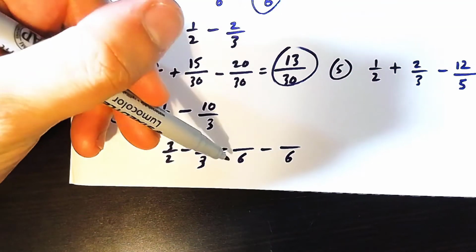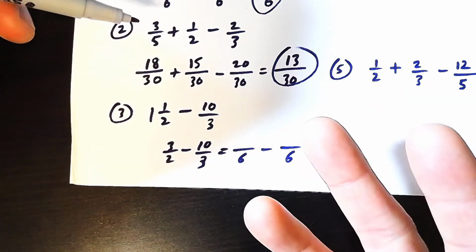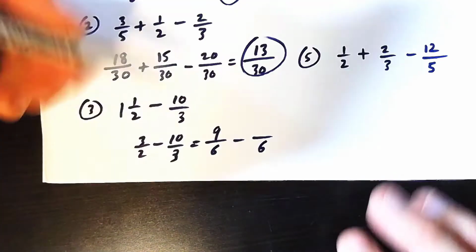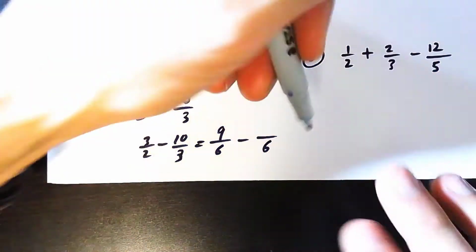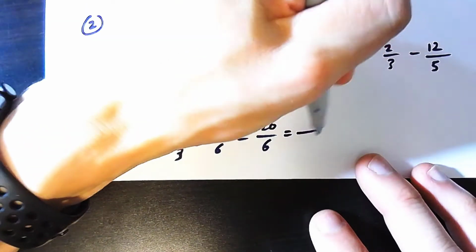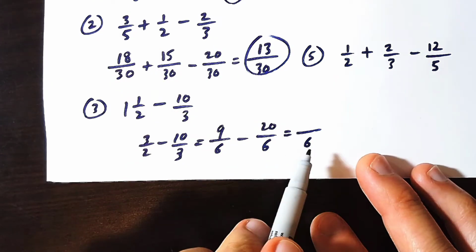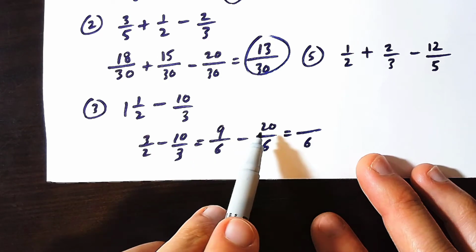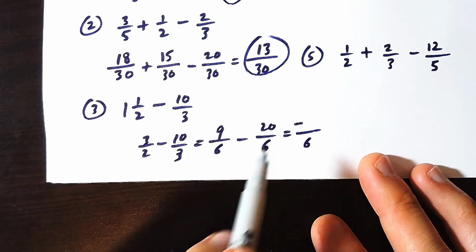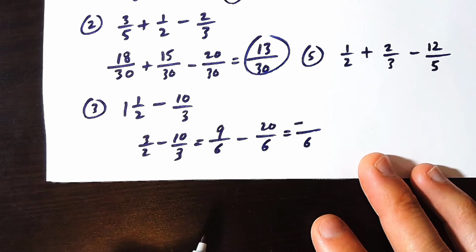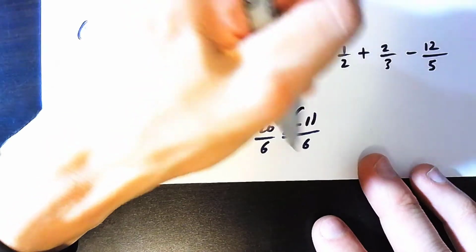So 2 times 3 is 6. 3 times 3 is 9. 3 times 2 is 6. 2 times 10 is going to be 20. I'm going to copy the denominator over. 9 minus 20, be careful, it's going to be a negative number. Negative what? It's going to be the bigger number minus the smaller number, which is going to be 11. And there's our final answer.